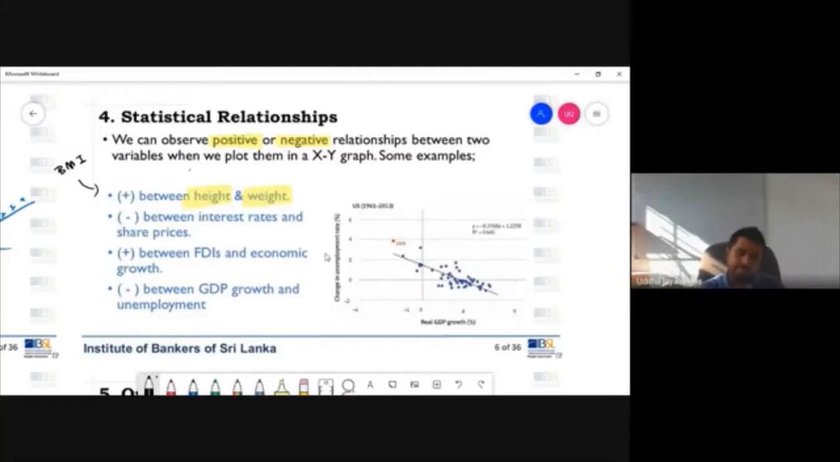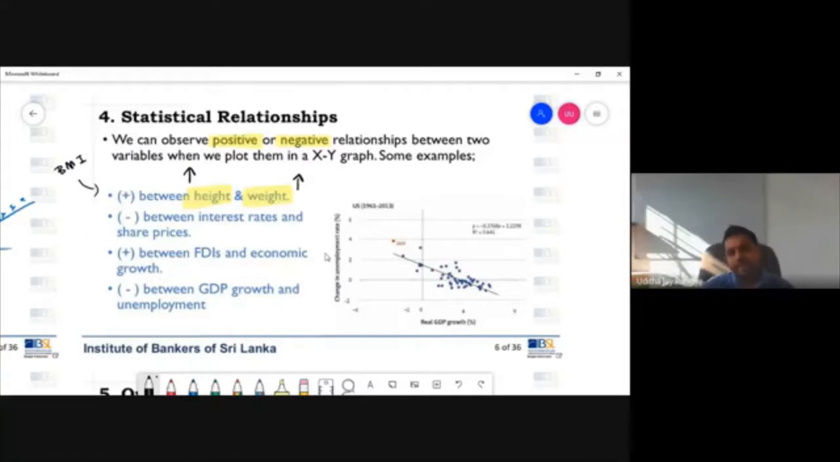This is going to go high and the weight is also going to go high. In such instances, students, we call it a positive relationship. We have learned this already under our initial studies on standard normal distribution. This is the same thing, reiterating and quoting some real world examples. Look at the second one.